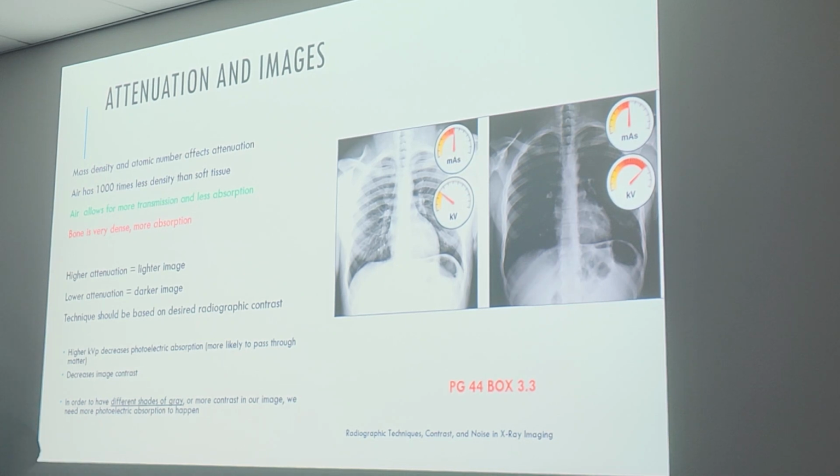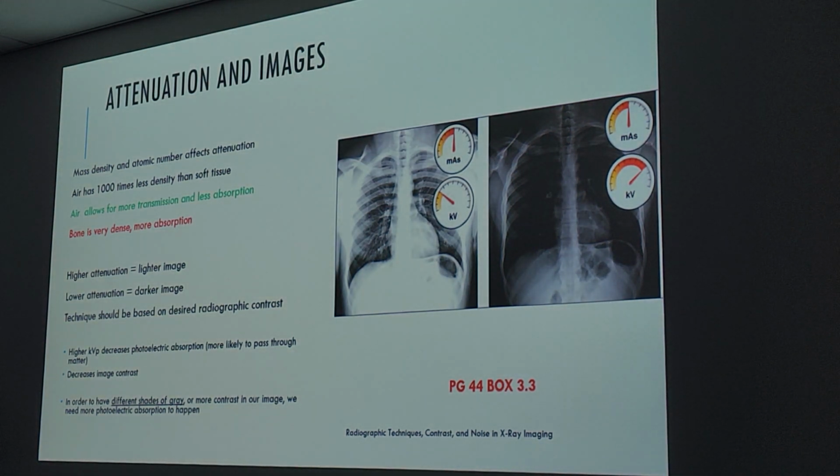What do I mean by density? What does it mean if I say something is less or more dense? Less stuff. So less atoms per volume of tissue. In air, atoms are probably just floating around. It's not tightly packed like bone. So that would allow for more transmission and less absorption. Bone is very tightly packed, more dense, so there's a lot more things that can block the beam, which is why it leads to more absorption.